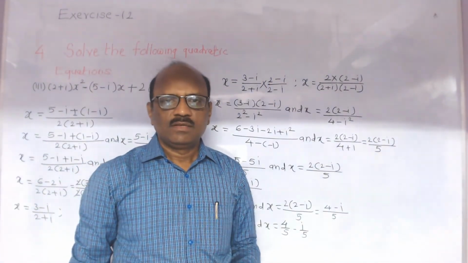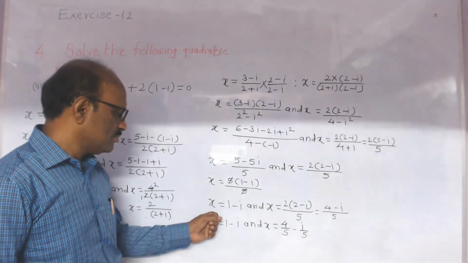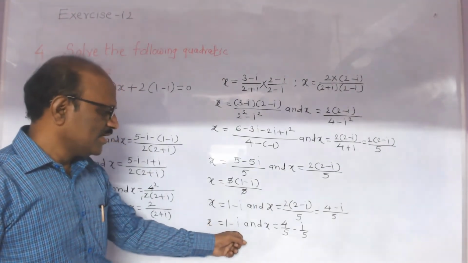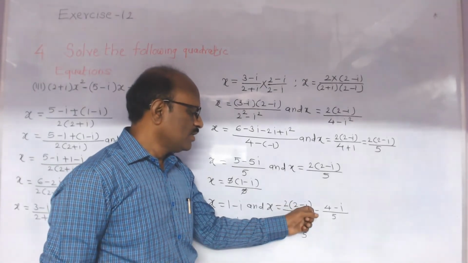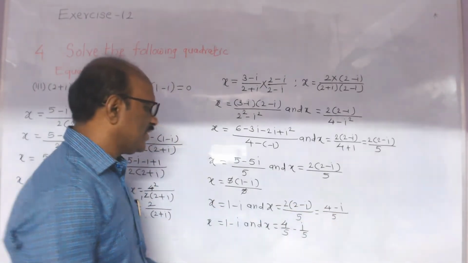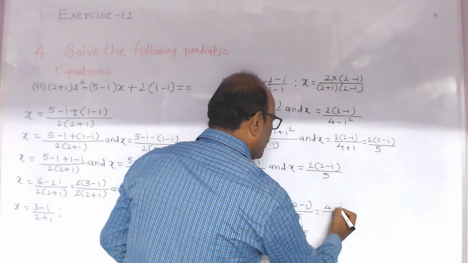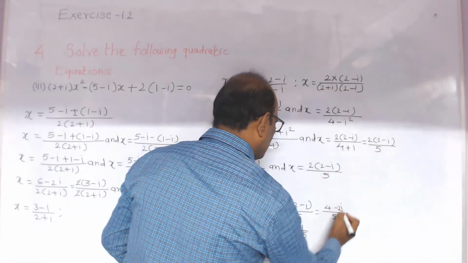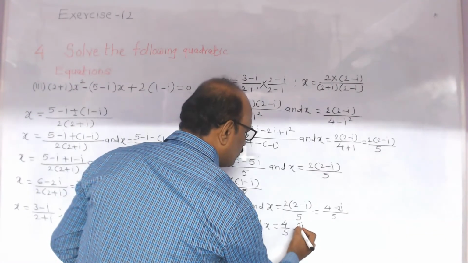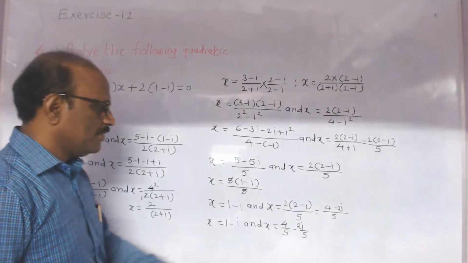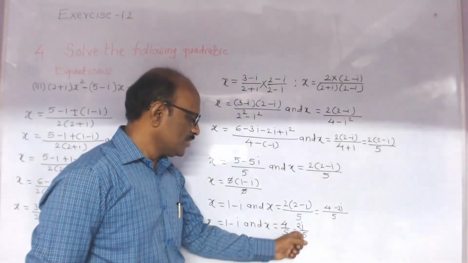Again in simplified form, x is equal to 1 minus i, and 2 into 2 is 4, again 2 into minus i, that is minus 2i. Here is minus 2i, that is 2 into i, I will write here 2. Therefore 4 upon 5 minus 2i upon 5.